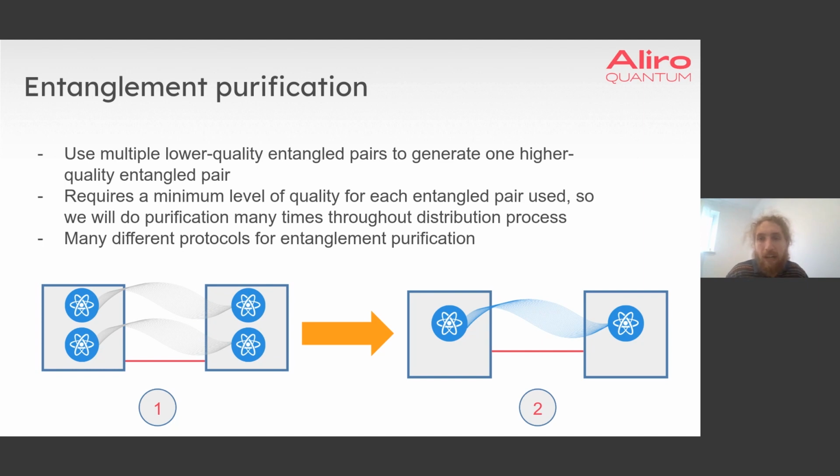The final step we will discuss is entanglement purification. In entanglement purification, we use multiple entangled states with lower fidelity to create a single entangled state with higher fidelity. Purification protocols need a certain level of fidelity for each used entangled state. And so, we need to make sure that fidelity has not degraded too much by the time we run purification.